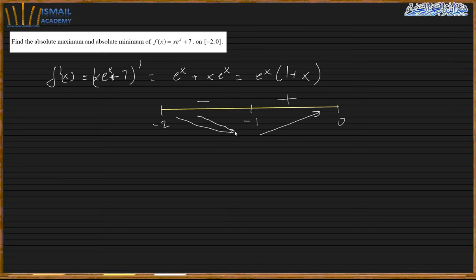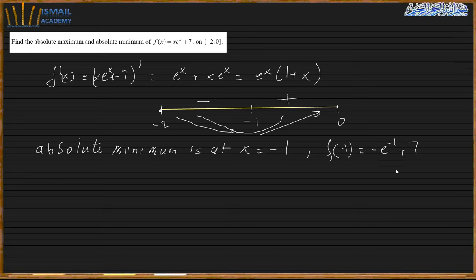If it decreases, that means this will be your local min, and because it's the smallest of both endpoints of the interval, it's going to be your absolute min. So the absolute min is at x equals minus 1. To find f of minus 1, I just need to plug in minus 1 here, so it's going to be minus e to the minus 1 plus 7.